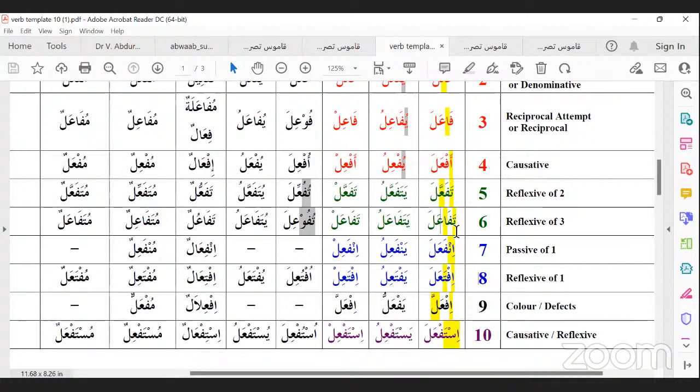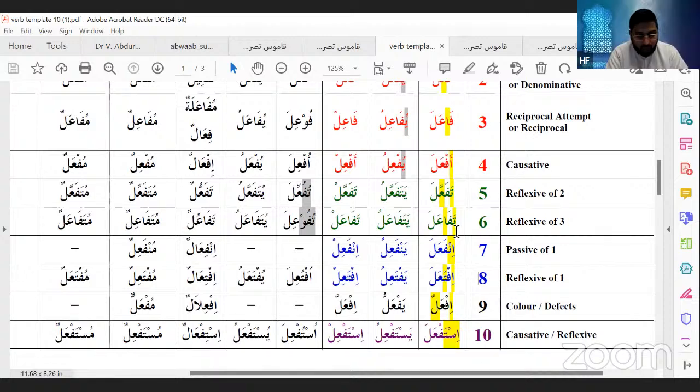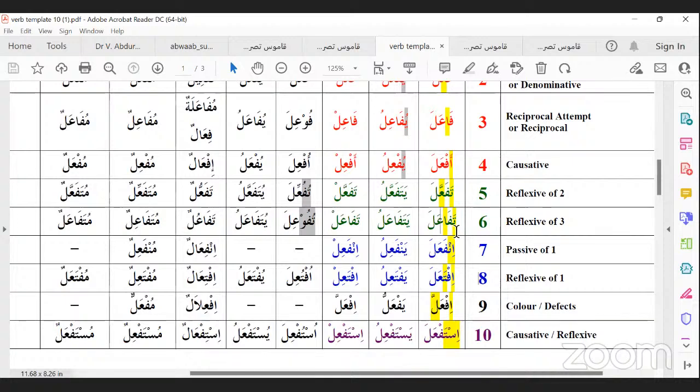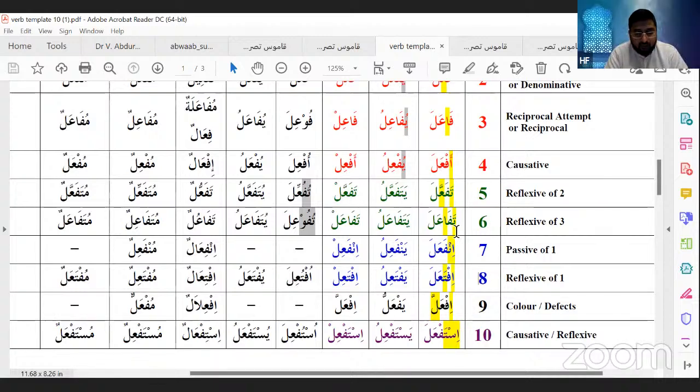tadharabi, tadharabat, tadharabata, tadharabna, tadharabti, tadharabtuma, tadharabtum, tadharabti, tadharabta, tadharabtuma, tadharabtum, tadharabti, tadharabtuma, tadharabtunna, tadharabtu, tadharabna. Excellent. Sister Kulthum, are you there?